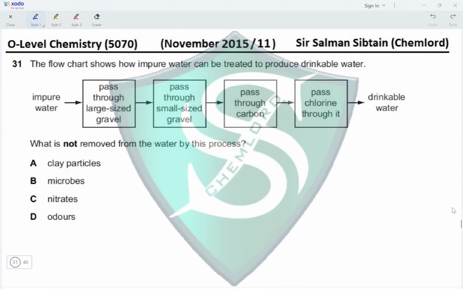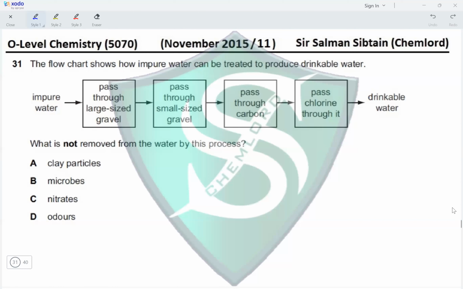Then it is passed through small size gravel to remove sand particles or clay particles from it. Then it is passed through carbon to remove odors and taste. Then it is passed through chlorine to kill the microbes, and then it is turned into drinkable water. One process is missing from this, which is desalination, which is the removal of salts, because salts need to be removed as well.